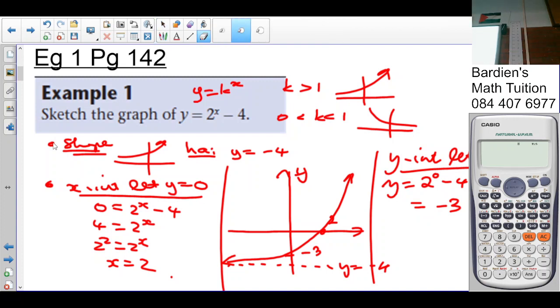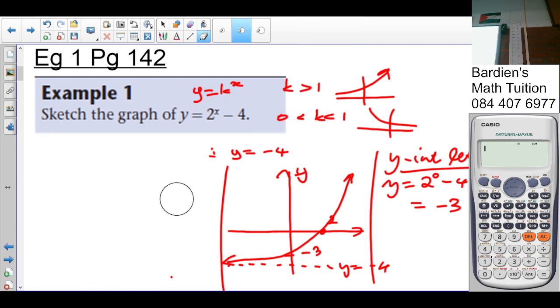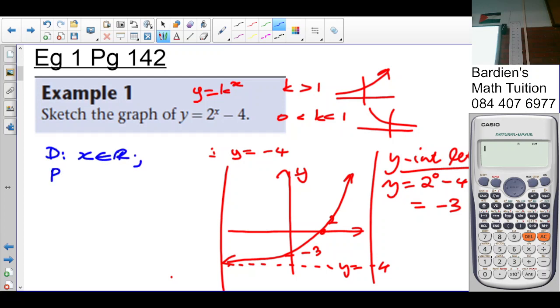Let's look at the interpreting question on this graph one time. Let's look at the domain. What is the domain of this graph? It's going negative infinity, positive infinity. So what do we say? X is an element of real numbers. Okay. Range, all possible y values. Does this graph exist at negative infinity? No. Where does it start existing? Negative 4 onwards. So y is greater than negative 4. Can it be equal? No.